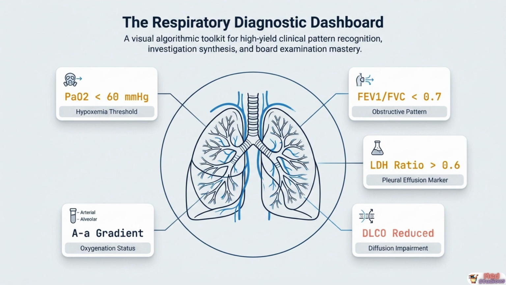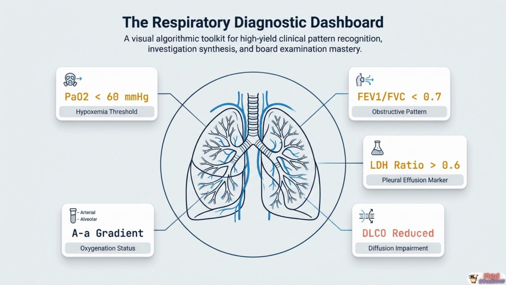Welcome to a visual algorithmic toolkit built specifically for high-yield clinical pattern recognition, investigation synthesis, and board examination mastery in respiratory medicine. 5 core diagnostic numbers anchor this entire system, and mastering them transforms an overwhelming subject into a structured, predictable framework. A PaO2 below 60 millimeters of mercury defines the hypoxemia threshold, the foundation of respiratory failure classification.